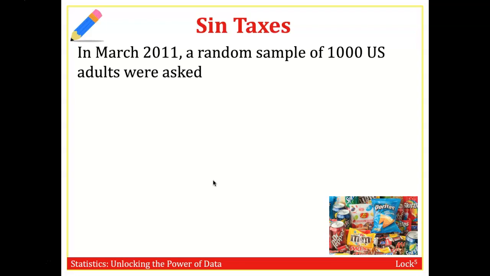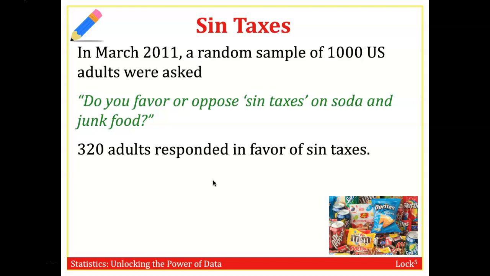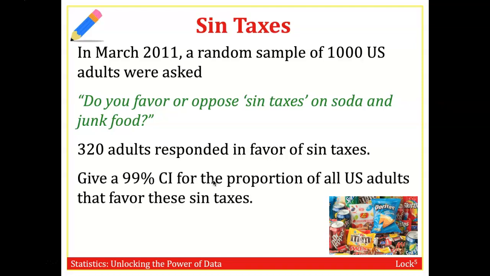So, soda taxes. This is a sample, so we're going to be looking at a proportion rather than a mean. This is a random sample of 1,000 U.S. adults asked, do you favor or oppose taxes on soda and junk food? Maybe eating out would be up there as well, but this one was just about soda and junk food. So 320 adults responded in favor of taxes. So we're wondering what proportion favor these. And we want a 99% interval.